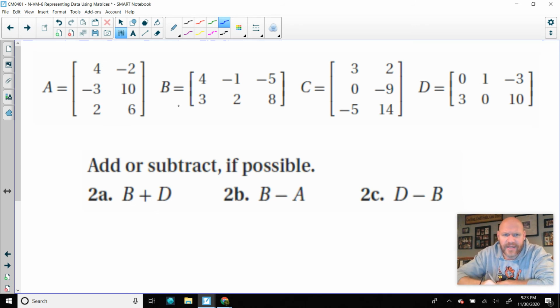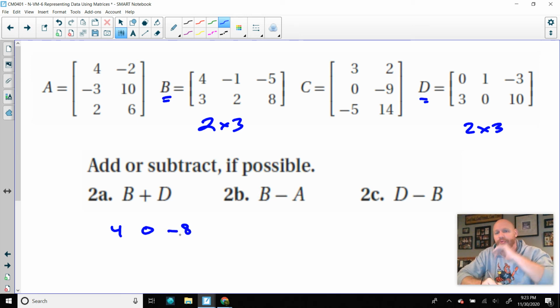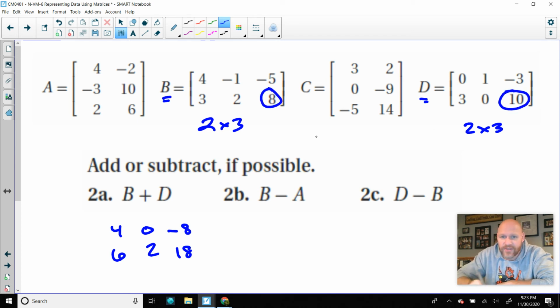Let's go ahead and do B plus D. We're going to take matrix B and add matrix D to it. B is clearly a 2 by 3 matrix. D is a 2 by 3 matrix, so it's perfectly legal to add those together. 4 plus 0 gives us 4. -1 plus 1 is going to be a 0. -5 minus 3 is going to be a -8. If I do 3 plus 3, it gives me 6. 2 plus 0 is a 2, and 8 plus 10 is going to be an 18. And all I did was add together those same positions, 8 plus 10, and I put it in the same position so that 8 plus 10 is an 18.